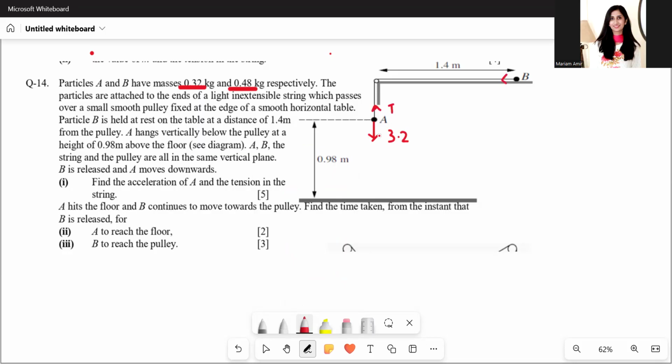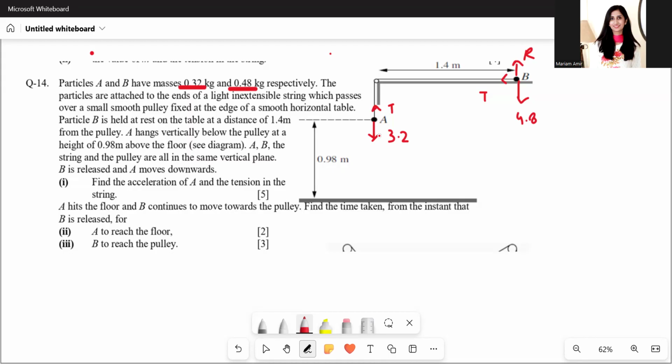At B, there's going to be tension towards the left and weight downwards. The weight is 4.8 newtons, and there's going to be a normal contact force, R. And if friction is mentioned in the question, we're also going to draw friction towards the right. Okay, back to the question.